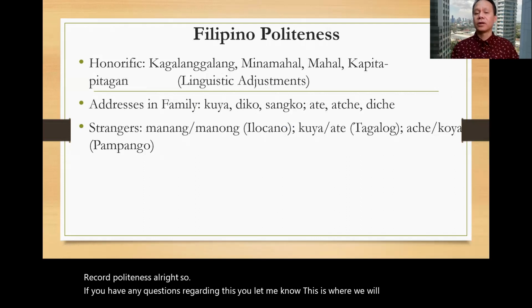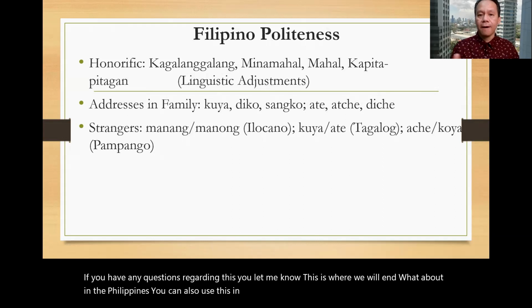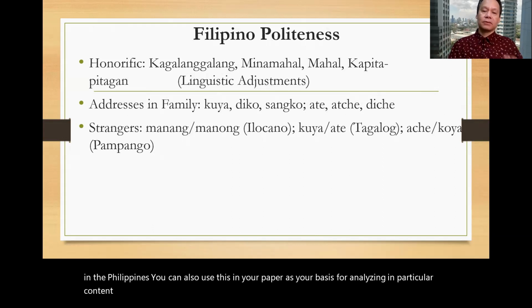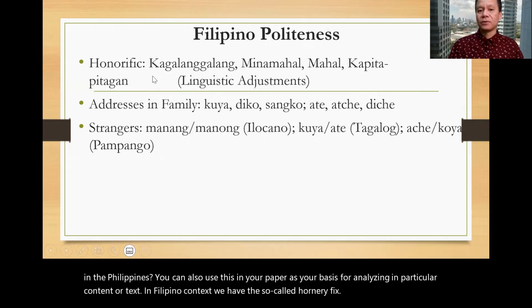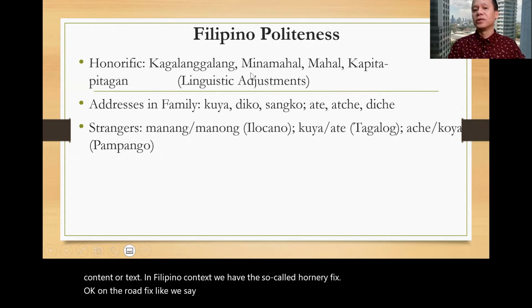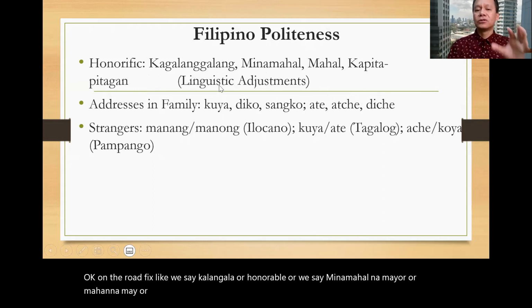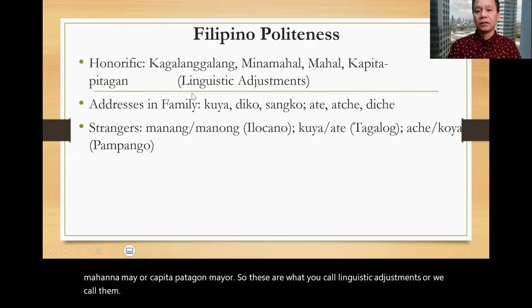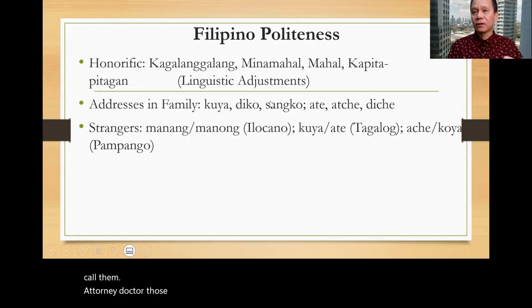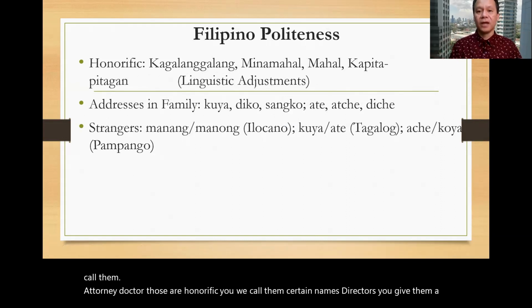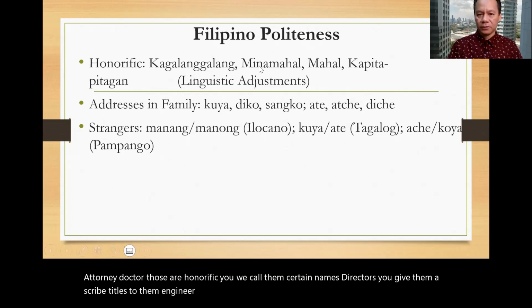This is where we will end. What about in the Philippines? You can also use this in your paper as your basis for analyzing a particular content or text. In the Filipino context, we have the so-called honorifics. Like we say kagalang-galang or honorable, or we say minamahal na mayor or mahal na mayor, kapitapitagang mayor. So these are what you call linguistic adjustments. Attorney, doctor, those are honorifics. We call them certain names, directors. You give them ascribed titles. Engineer. Why? That's part of our culture.